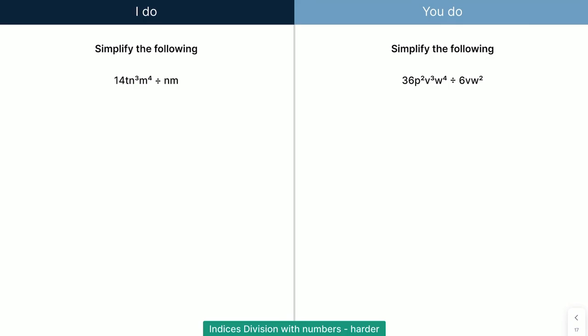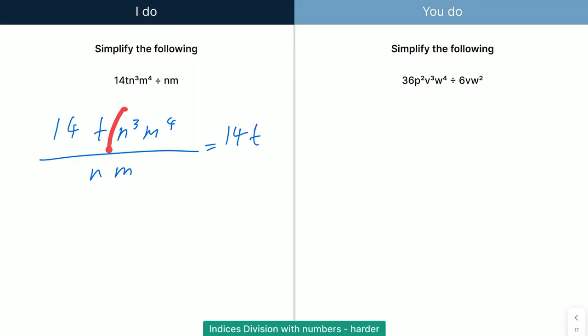Now, moving on, again, I'm going to write this as a fraction to make my life easier. So we have 14t n cubed m to the power of 4, divided by nm. Now, with the numbers, there's nothing other than 14. So we just write 14. That's that done. With the t, there's only one t, and there's nothing at the bottom that has a t. So we write the t.